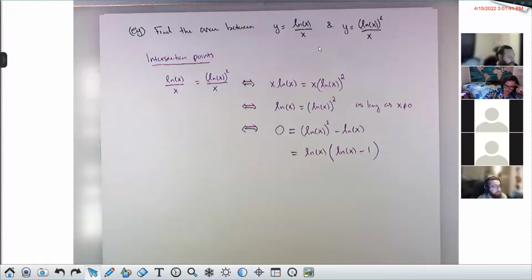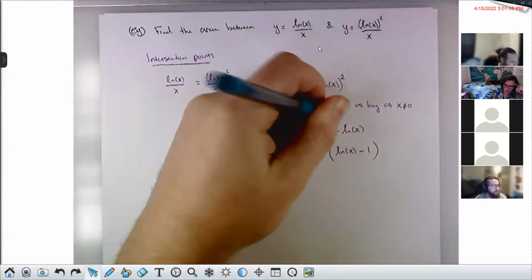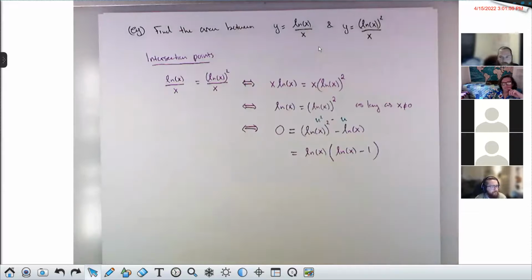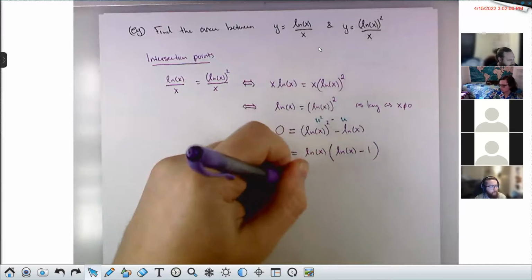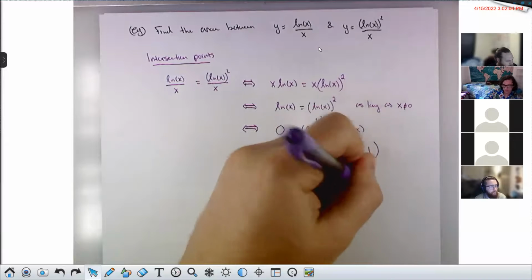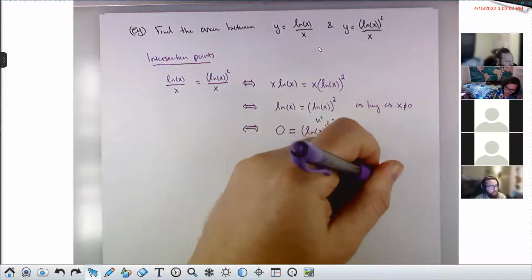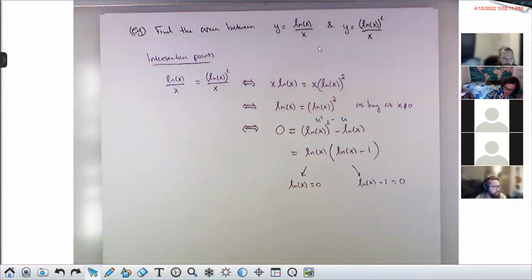Totally valid, right? And if you want to, you can think of this as like u squared minus u, right? And of course, you can factor a u there and you get u times u minus 1, same thing. So now I can set the natural log of x equal to 0. And here I would get ln of x minus 1 equals 0. How do you solve this equation?